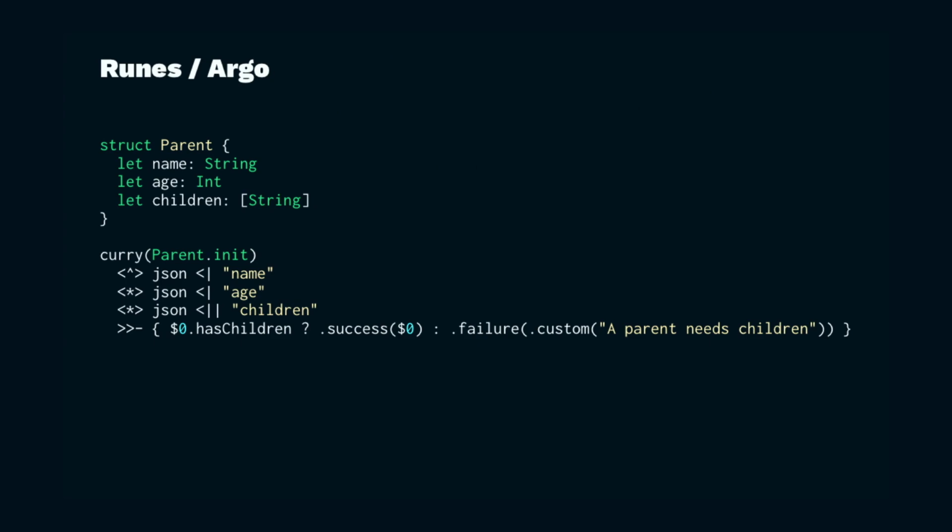I started using Argo. One of my first Swift projects, I introduced Argo mostly because I liked it. It was a great way of JSON parsing. It took care of error handling. This is kind of their, I guess, typical example. You have a parent that has a name and age and children. And then JSON is just a dictionary, but it's mostly used for JSON parsing. You take out a name, you take out an age, you take out a children. In the end, you make sure that a parent actually has children, because otherwise it's not a parent.